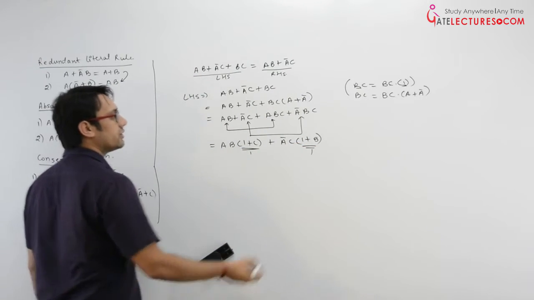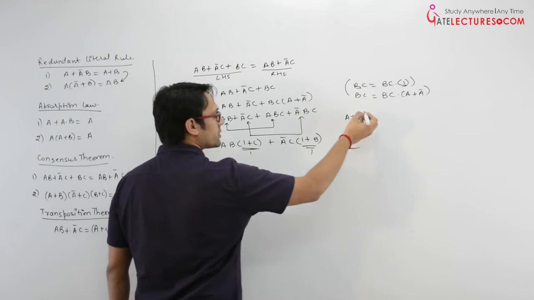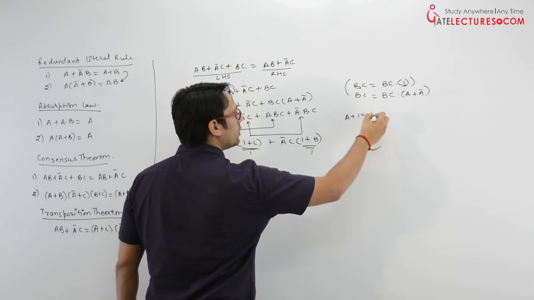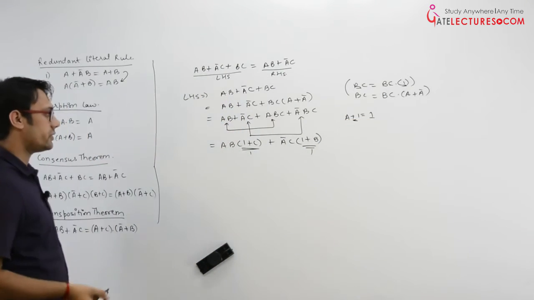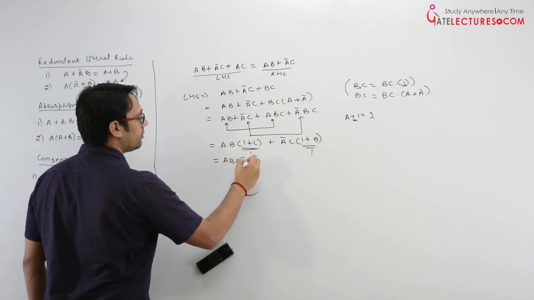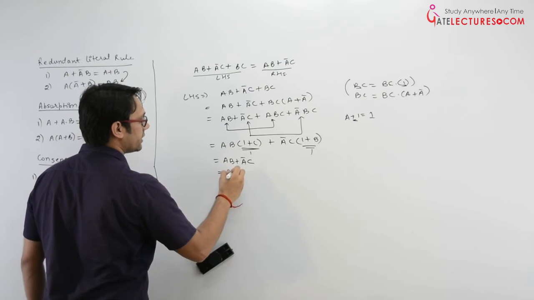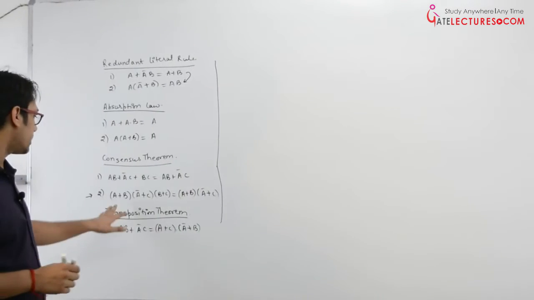So we already know this. If you do A plus 1, or any expression plus 1, then it is equal to 1 itself, because OR is going to make it 1. So it can be written as AB plus A complement C, which is equal to the right hand side. Hence the consensus theorem is proved, right? Now this is just a dual form of the consensus theorem, so let us try to prove it.